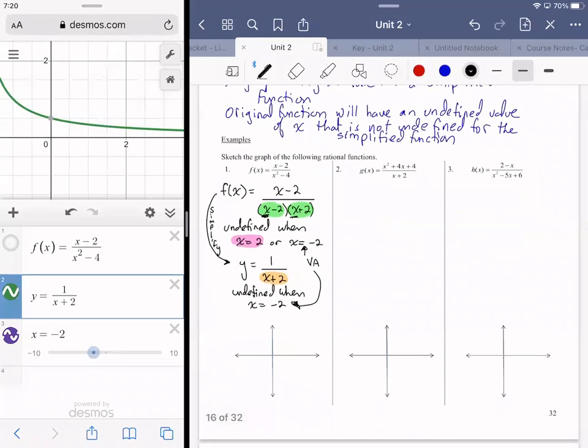So we can conclude now that there is a hole at 2, 0.25. All right. There's a slightly different way of handling that. I can show you real quick.